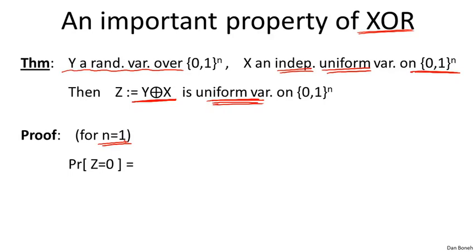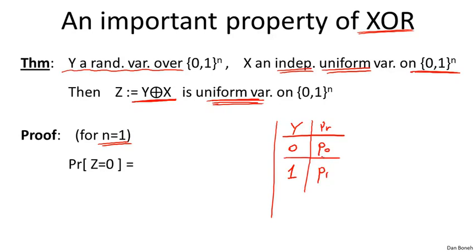The way we'll do it is we'll write out the probability distributions for the various random variables. For the random variable y, the random variable can be either 0 or 1. Let's say that p0 is the probability that it's equal to 0, and p1 is the probability that it's equal to 1. So that's one of our tables. Similarly, we're going to have a table for the variable x. Well, the variable x is much easier. That's a uniform random variable. So the probability that it's equal to 0 is exactly 1/2. The probability that it's equal to 1 is also exactly 1/2.